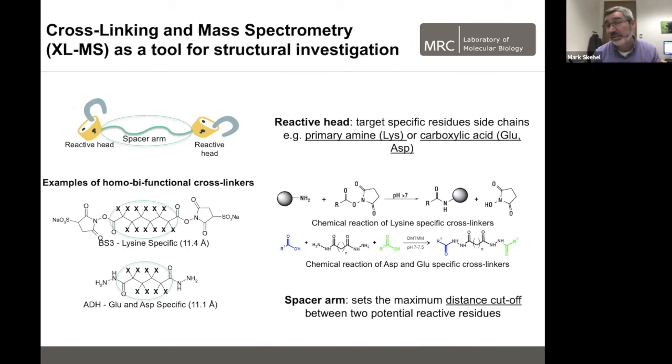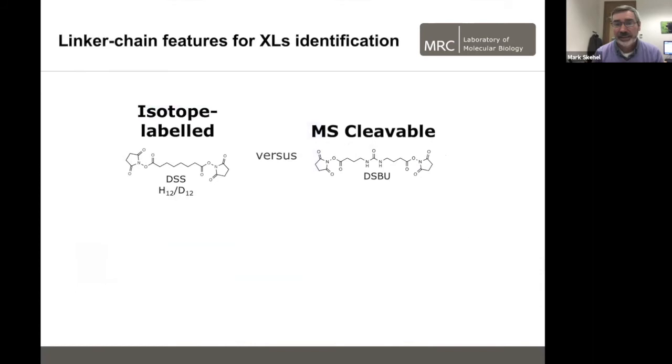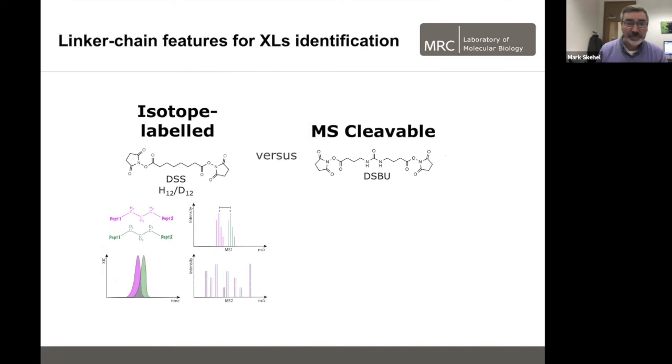So this is the workflow and some of the different reagents we have that can have different lengths. And remember, we can label the carbons on this backbone with carbon 12 or carbon 13, which can allow us to identify pairs. Okay, and this is just described here. So if you have DSS, something like this, you can look at it in the H12 and D12 isoforms, such that you can look for those pairs, which will tell you yes, that is a cross-linked peptide. Okay. Can also potentially help you to do some quantification.